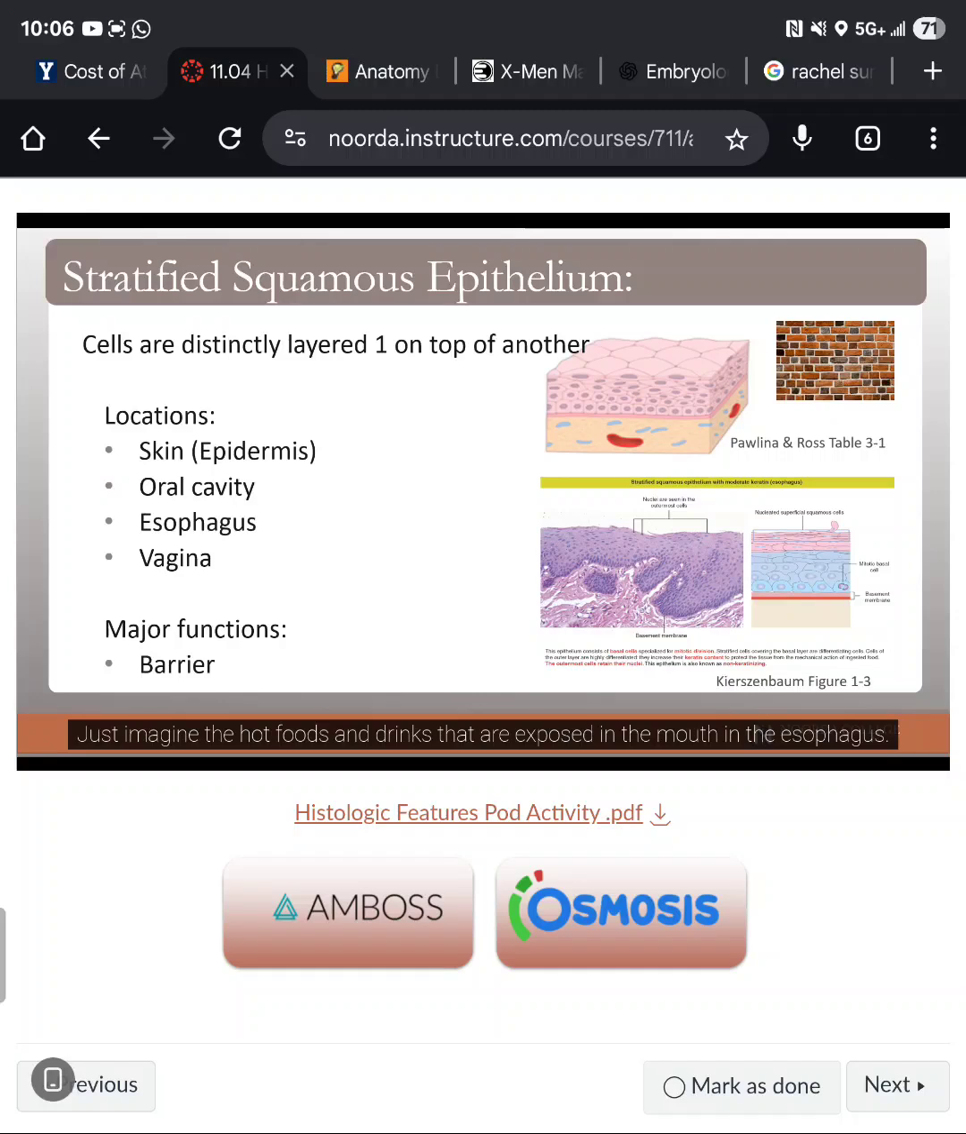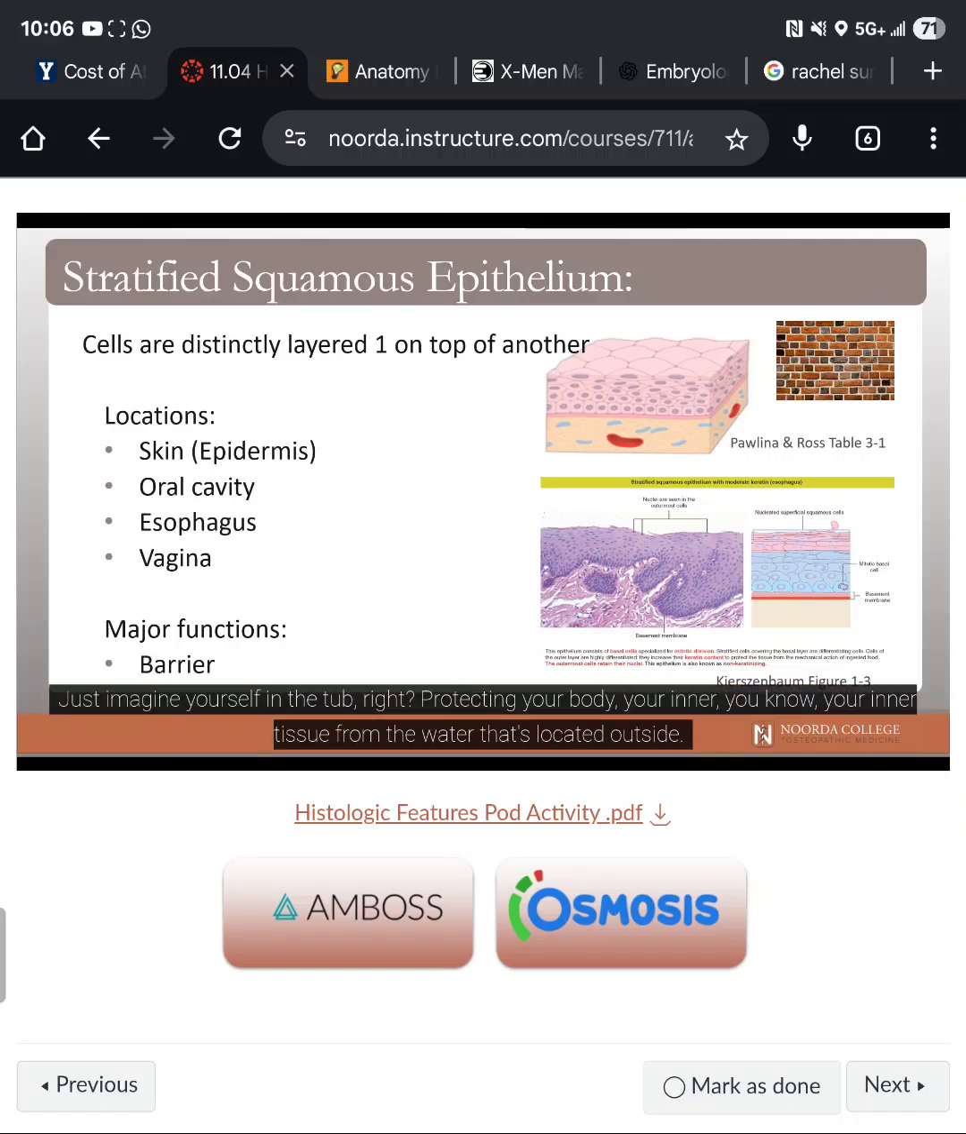Just imagine the hot foods and drinks that are exposed in the mouth and the esophagus. It has to protect the underlying tissue. The skin, of course, barrier. Just imagine yourself in the tub, right, protecting your body, your inner tissue from the water that's located outside.